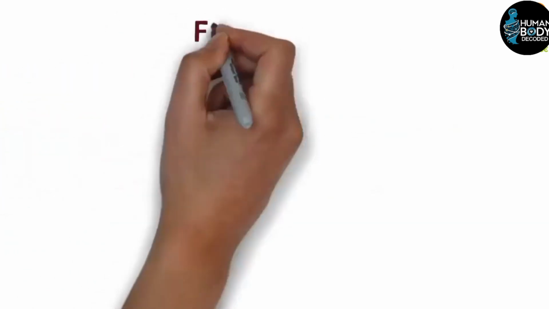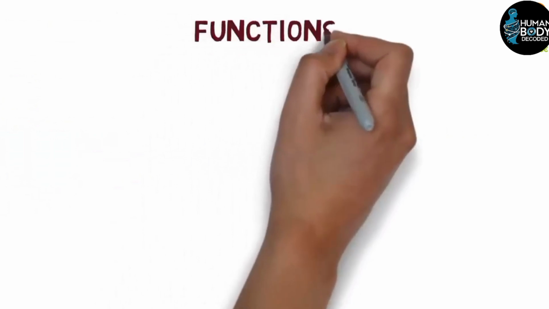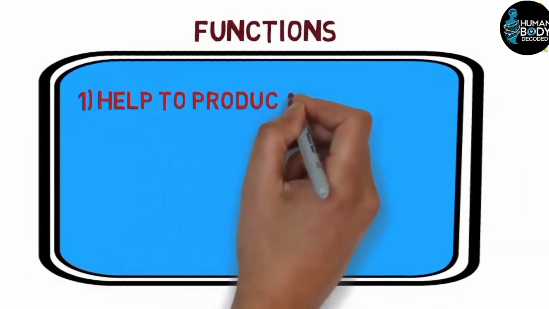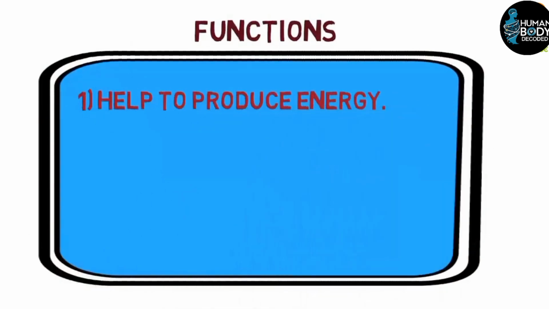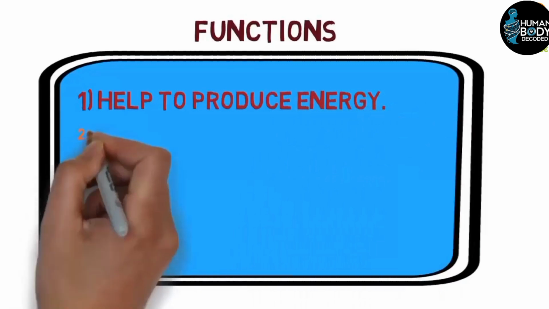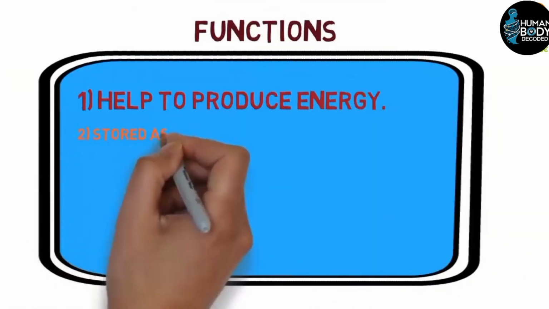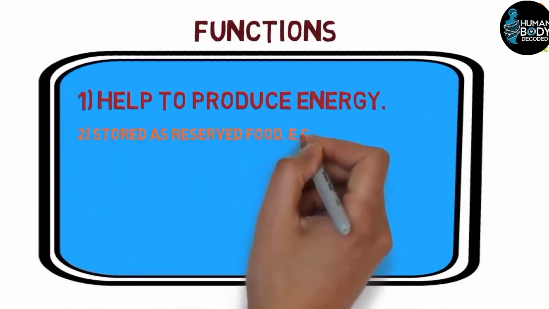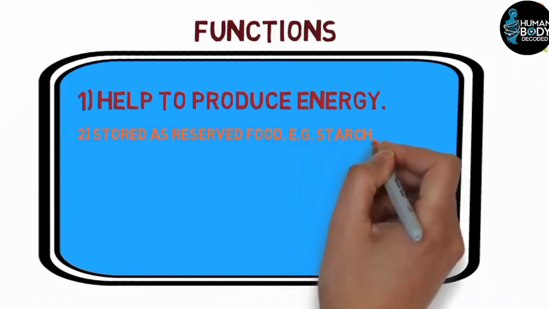Now, let's move on to the functions of carbohydrates. The first function of carbohydrates is that they produce energy. Carbohydrates allow us to work all the time. If carbohydrates didn't exist, we wouldn't be able to function. The second function is that they store food as a reserve. We don't eat all the time. Sometimes we fast, or we eat 2 or 3 times a day.